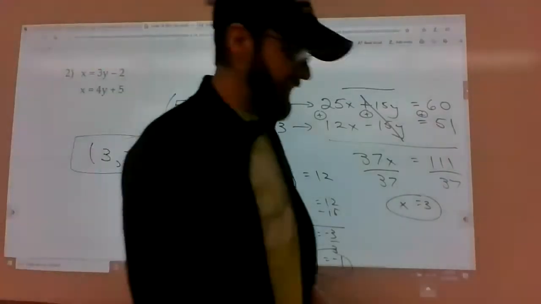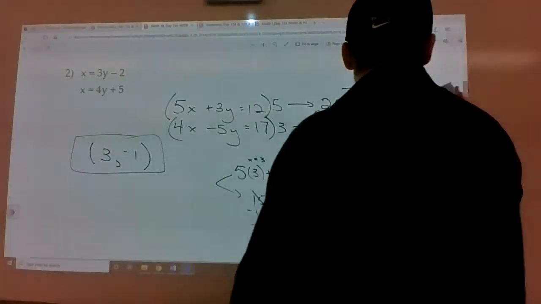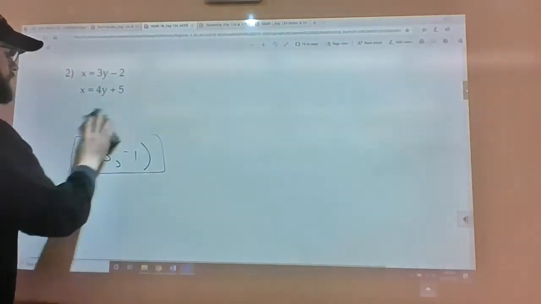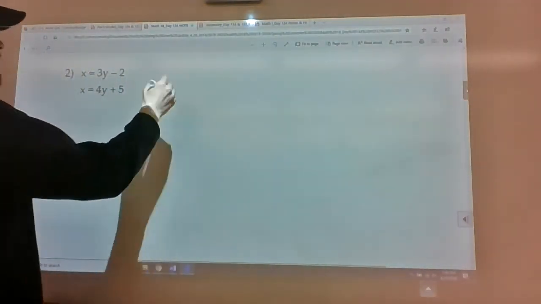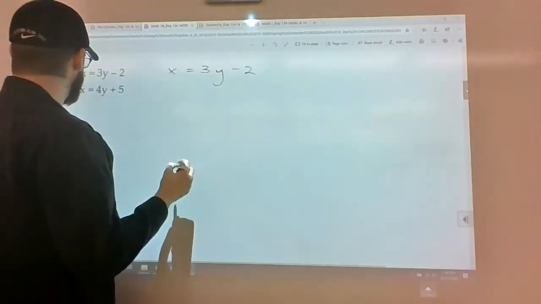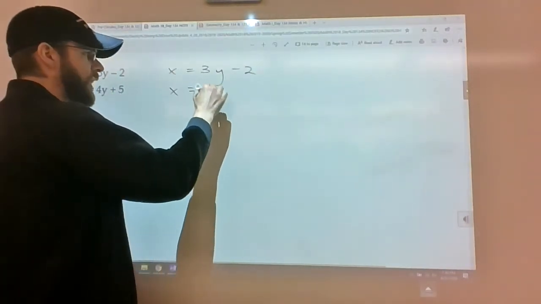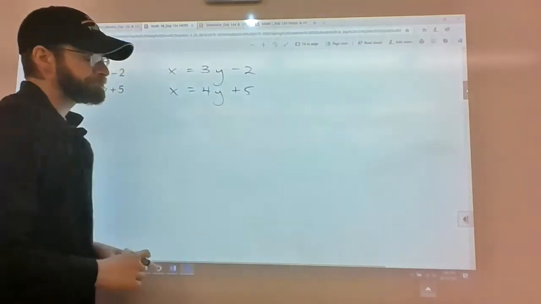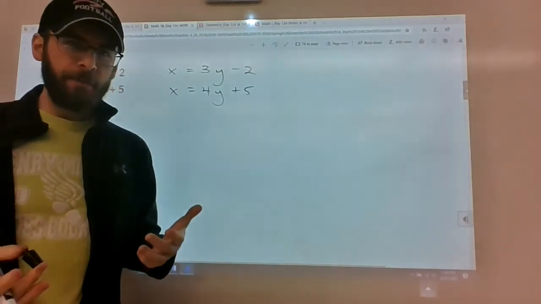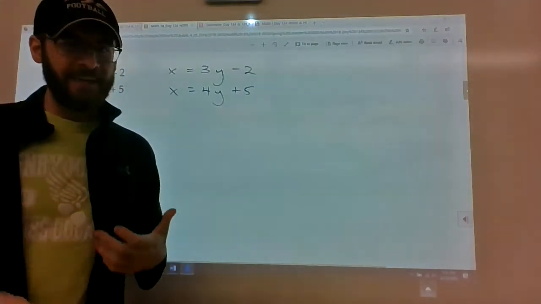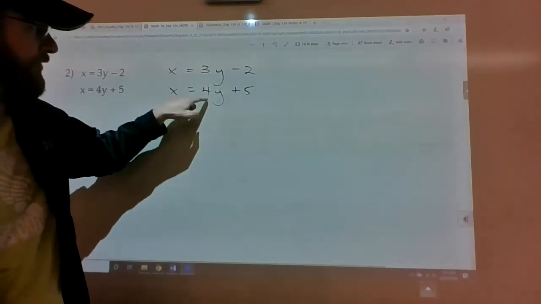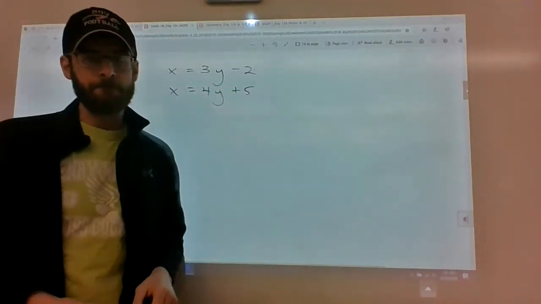Let's check out our second example. I'll just rewrite it so we can see it a bit better. X equals 3y minus 2. X equals 4y plus 2. Now here's the thing. All the variables you want are lined up nice and neat. X with X, equal sign, Y with Y, constant with constant.